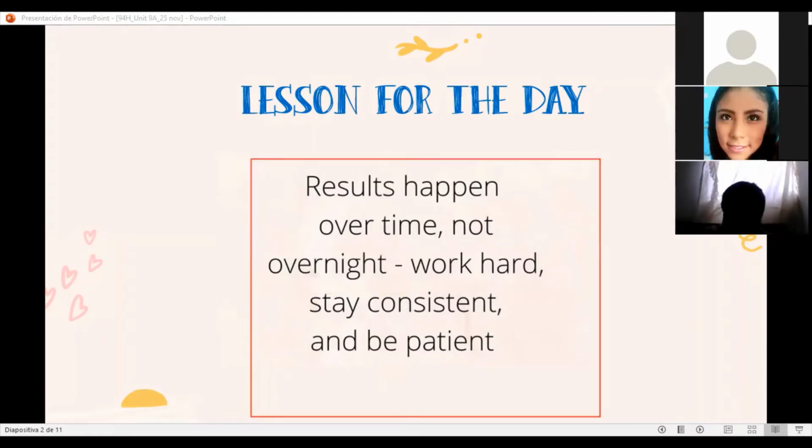Lesson for today. Results happen over time, not overnight. Work hard, stay consistent, and be patient. Exactly. Thank you, Edith. Do you know what's the meaning of these two words? Overtime and overnight. What does this phrase want to tell us? ¿Qué nos dice esta frase? What does it mean?